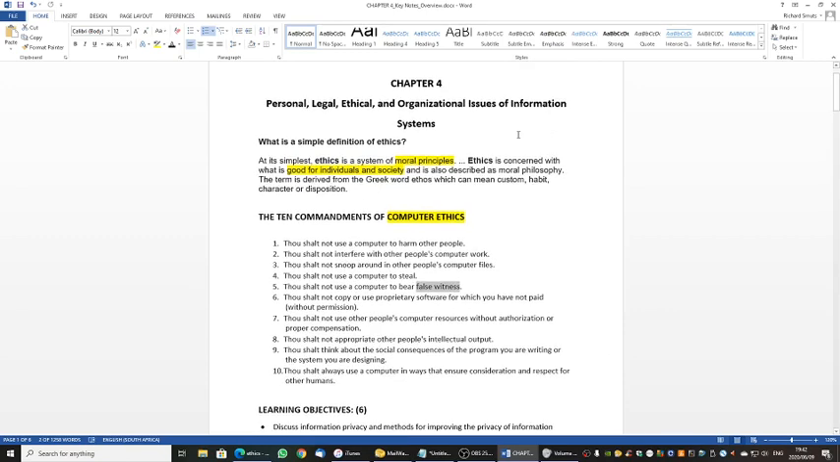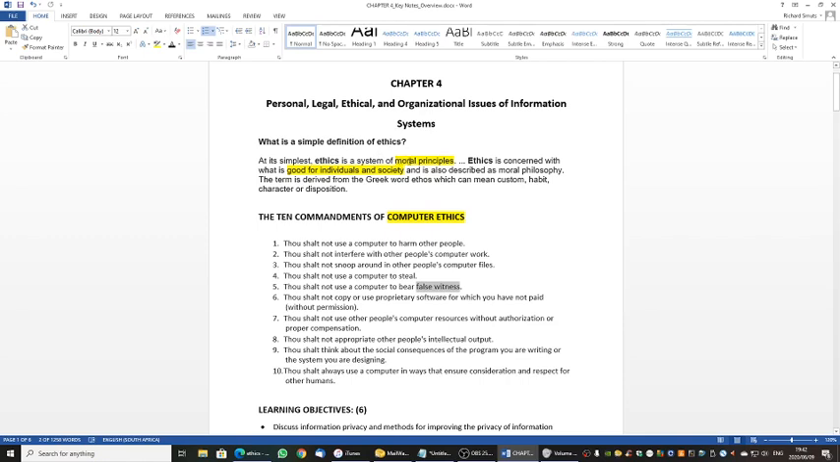This week we're dealing with Chapter 4, Personal, Legal, Ethical, Organizational Issues of Information Systems. The first thing, now this is one of the most important chapters in the book because it stems right down to the foundations of what we do with computers and whether we are doing right or wrong with computers. The first thing I'd like to have a look at is what is a simple definition of ethics, because we are talking about ethical and organizational issues.